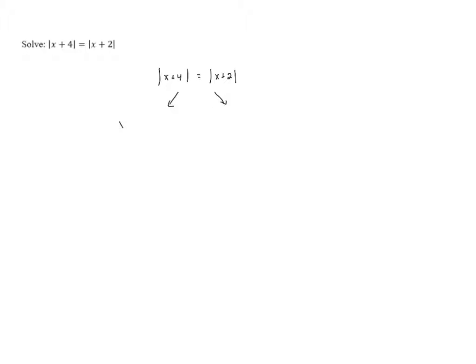Let's split this up into the two equations. The first equation is x plus 4 equals x plus 2. And then the second equation is going to be x plus 4 equals the opposite of x plus 2. Remember that we split this up in this way because the two situations where two different expressions will have equal absolute values is when those expressions are equal to each other or when those expressions are opposite of each other. So let's solve each of these.